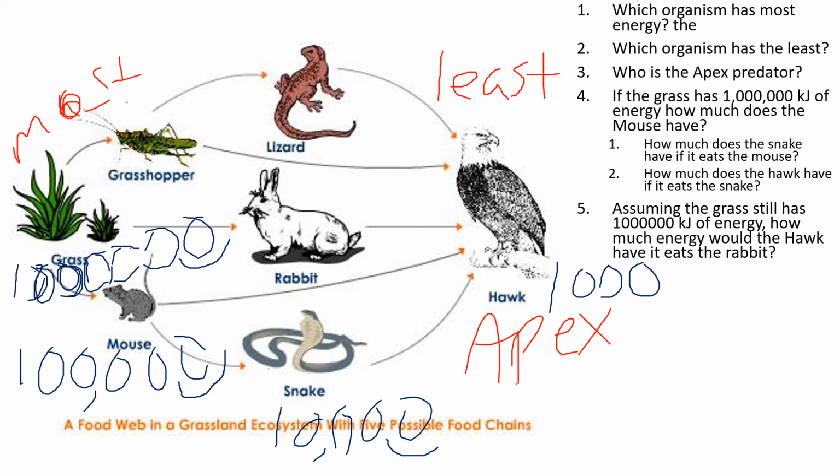Now, number 5 says, assuming the grass still has 1 million kilojoules of energy, how much energy would the hawk have if it eats the rabbit? So now we have another food chain over here. So if the rabbit eats the grass, it's going to get 100,000 kilojoules of energy. And since the hawk isn't eating anything in between there, that means that the hawk is going to get 10% of the rabbit's current energy. So the hawk is going to have 10,000 kilojoules of energy if it eats the rabbit. So it gets more energy if it eats the rabbit than if it eats the snake.